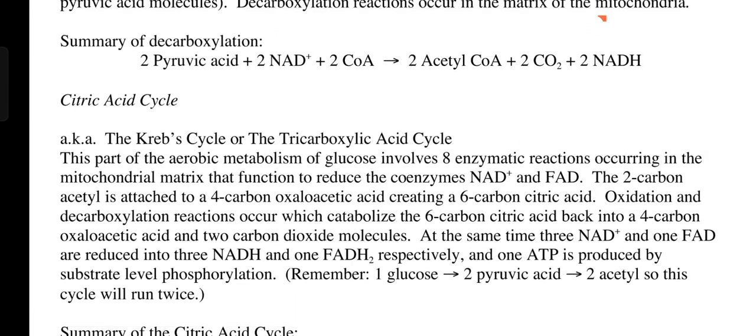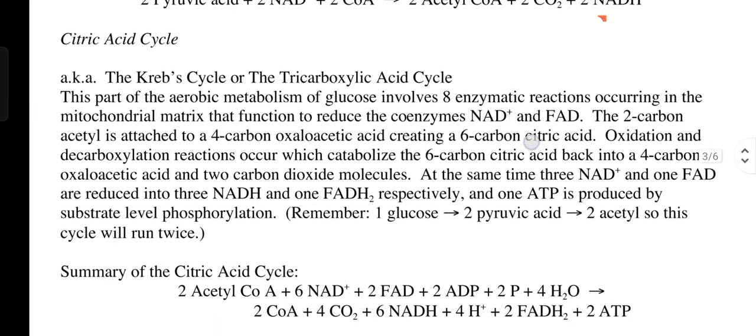Summary of decarboxylation: 2 pyruvic acid plus 2 NAD positive plus 2 coenzyme A equals 2 acetyl coenzyme A plus 2 carbon dioxide plus 2 NADH.